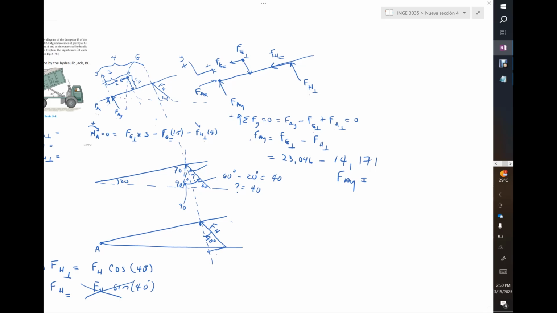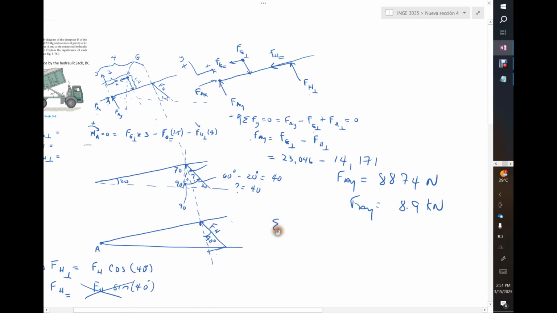and that will be about 8,874 Newton, or FAy equals 8.9 kilonewton, one decimal place. So meaning that the force of the pin is going up in that direction. And now how about FAx? FAx is the same thing.